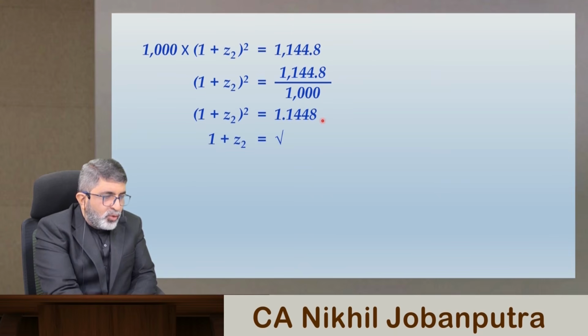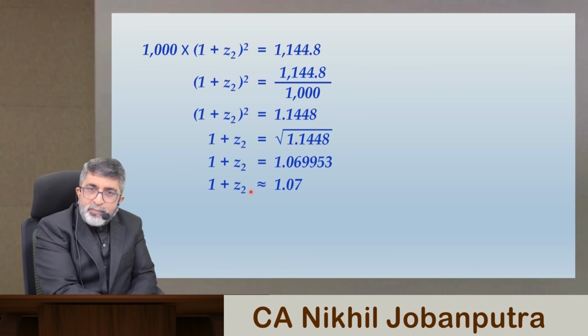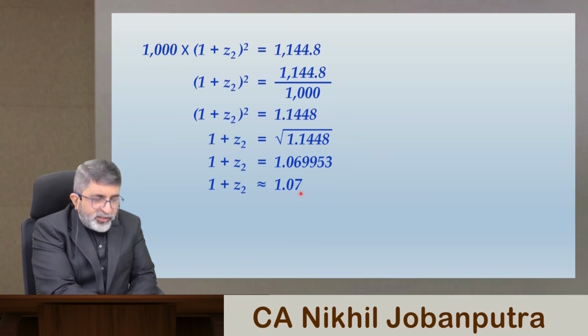So 1 + Z2 will be the square root of 1.1448. When we do that, we get 1.069953. We can find it very close to 1.07. So intentionally I am writing this 1 + Z2 is not exactly equal to, but approximately equal to 1.07. So we have used a bit of approximation.